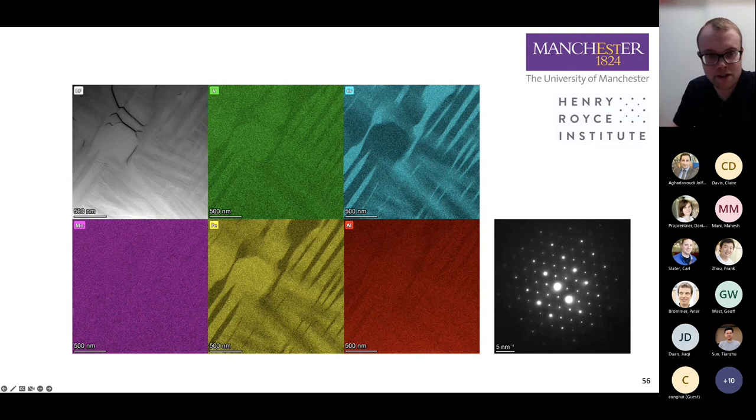We found some really interesting microstructures here, where we have coherent superlattices of B2 superlattice phase and Heusler phases precipitating within the BCC matrix. And there's still a huge amount of work to continue with on this subject.